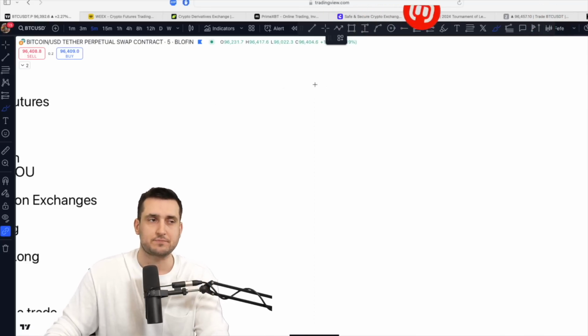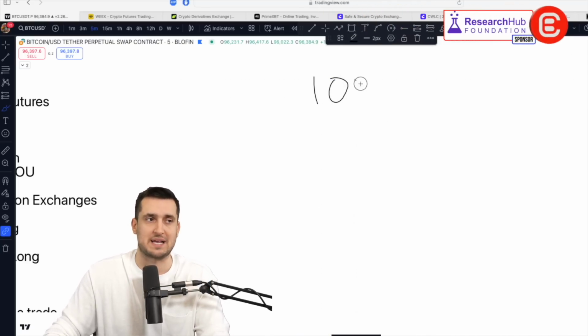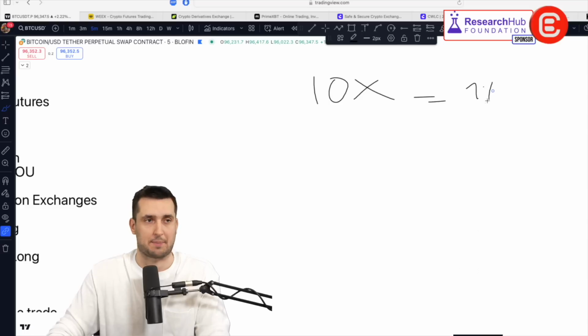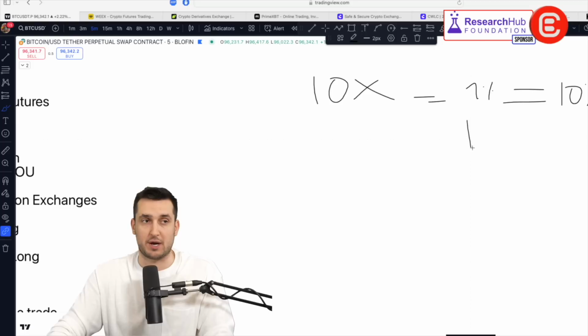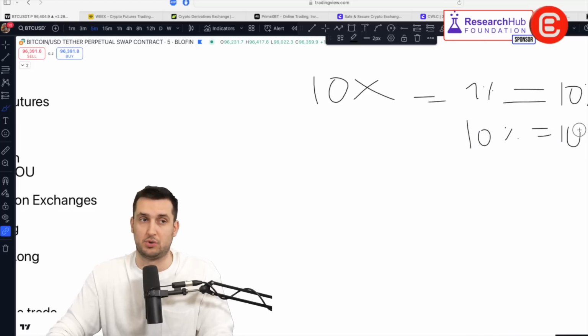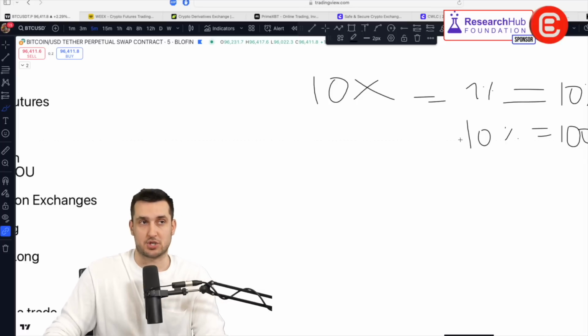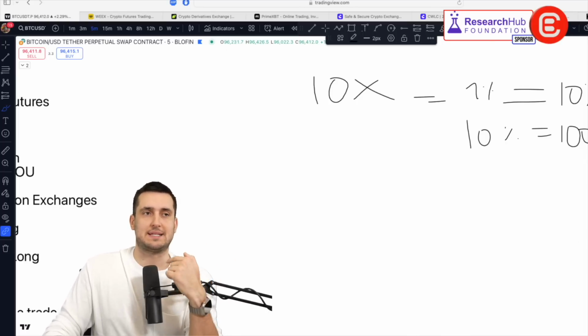So just to summarize everything: leverage always multiplies everything. If you're 10x, that means your profits and your losses will be 10x as well, not only your capital. If the market goes up 1% and you're 10x, that means you make 10%. If the market goes 10% on 10x, that means you lose or make 100% of the money you put in the trade. Now, how does that relate to shorting?